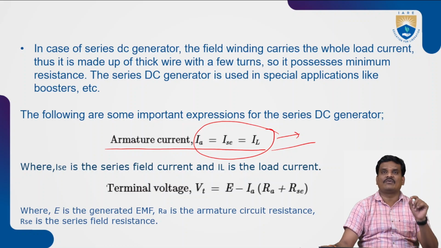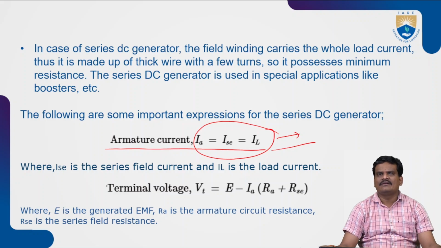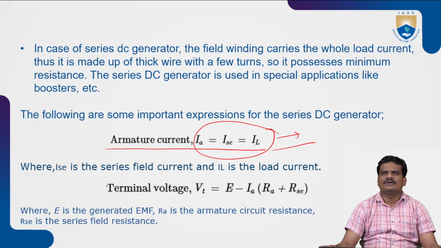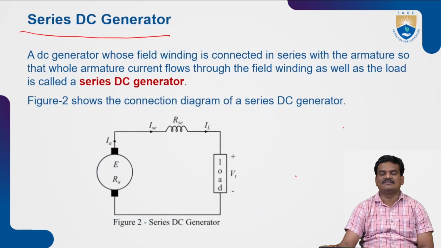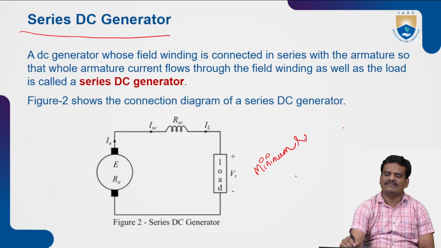Thus, it is made up of a thick wire with few number of turns. So it possesses minimum resistance. So the field winding in case of this particular machine, that is DC series generator, should have a minimum resistance, as it needs to have a capacity to pass maximum amount of current. Maximum amount of current is nothing but what? Load current.